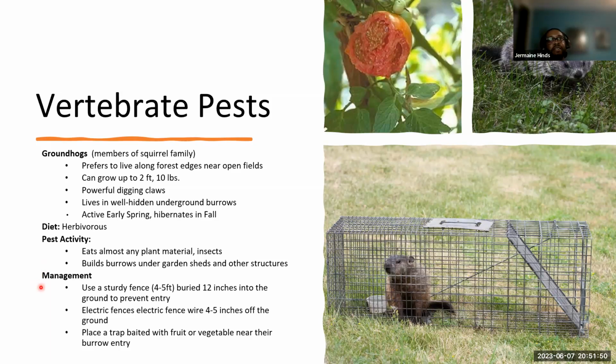And as far as managing these, you can use sturdy fences to prevent entry. Electric fences are available, with electric fence wire 4 to 5 inches off the ground. So when the groundhog comes into contact with this, it will give them a slight shock and deter them from going any further. You could place a trap baited with fruit or vegetable, you could capture them and relocate them. We generally don't kill them.